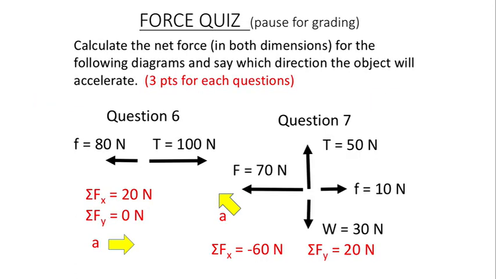Here are the answers to questions 6 and 7. Each of these questions is worth 3 points each. They get a point for the x dimension, a point for the y dimension, and a point for the acceleration direction. Please pause the video while students work on this.